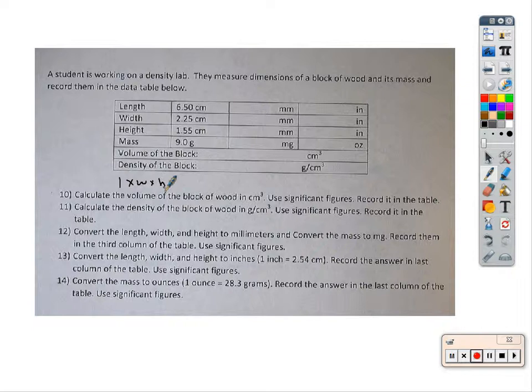So 6.50 times 2.25 times 1.55. Calculator says 22.66875. We need to round for significant figures. We have 3 significant figures in our first measurement. That 0 counts because it's trailing with a decimal point. 3 significant figures in our second measurement. 3 significant figures in our third one, which means our final answer needs to have 3 significant figures.